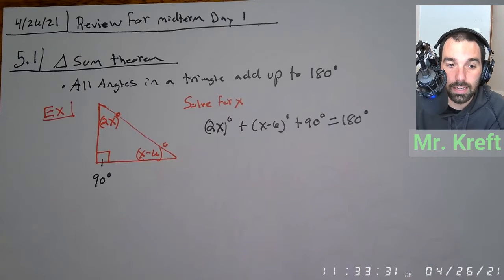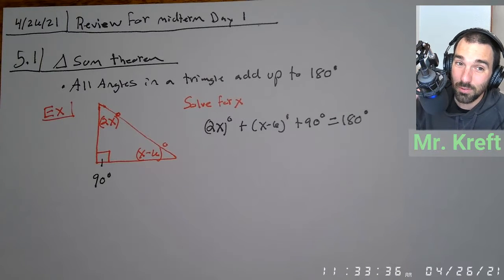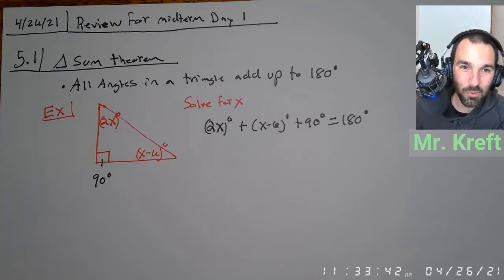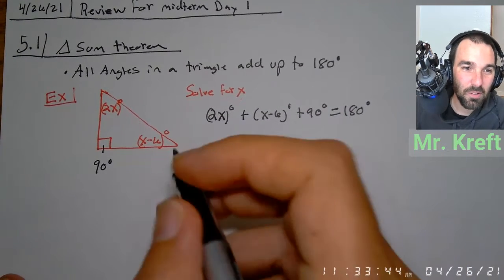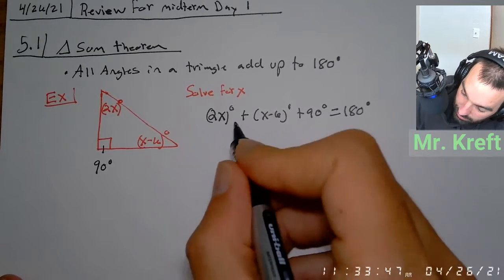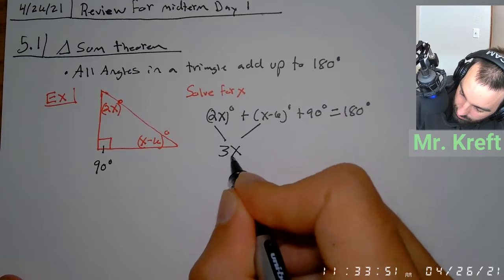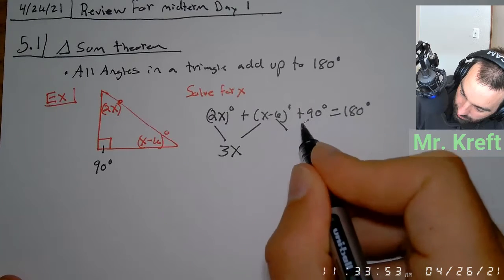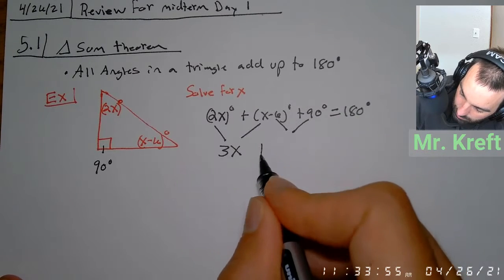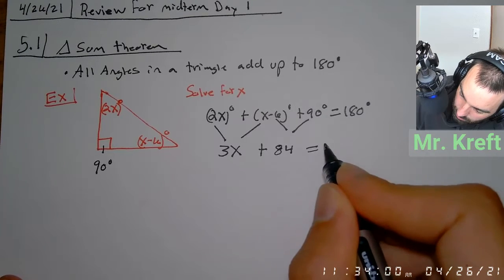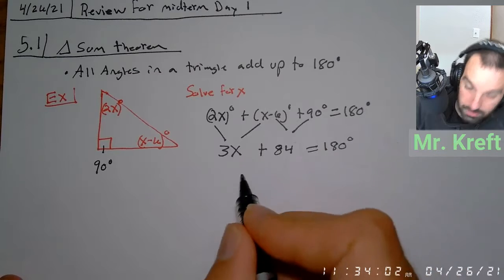So the 3 angles in any triangle are going to add up to 180 degrees as long as it's flat, because if you get into curved space, they don't add up to 180. But that's not this class, though I don't want to lie to you. So what would I do here? Well, I would combine like terms. I have 2x and x, that's 3x. And then I have negative 6 and 90, so that's plus 84 equals 180.